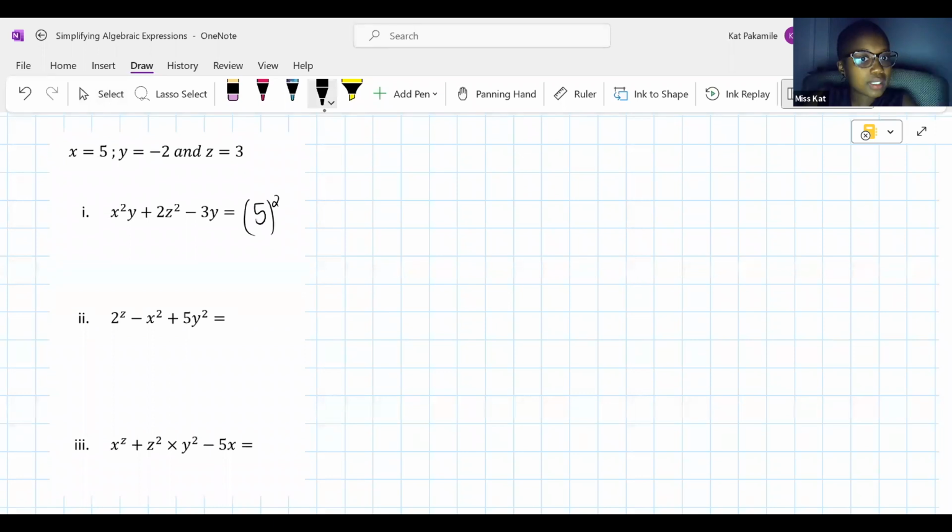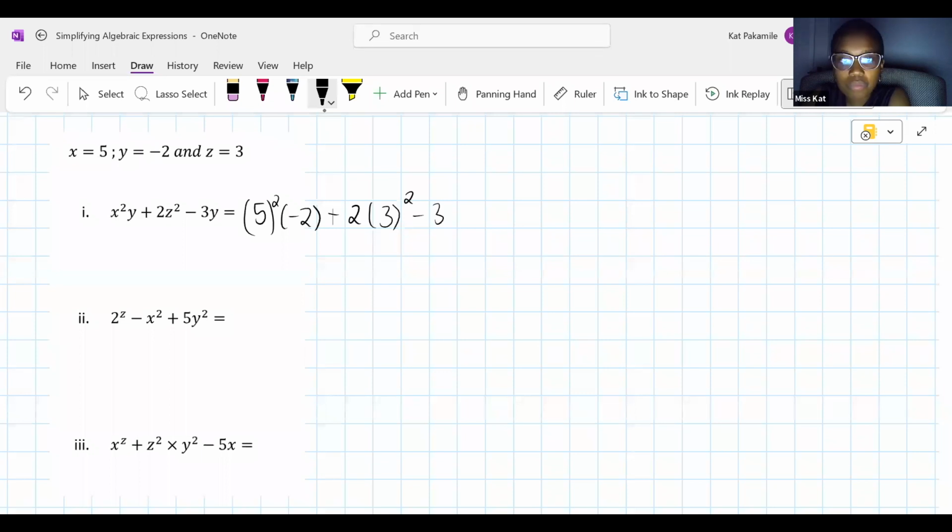Oh, so, ma'am, it's 5 squared open times negative 2. Yes, ma'am. Beautiful. And then plus 2 open brackets 3 close brackets to the power of 2 minus 3 open brackets negative 2 close brackets.